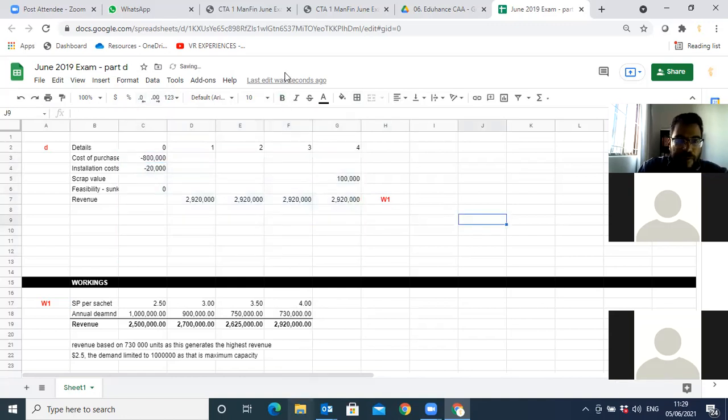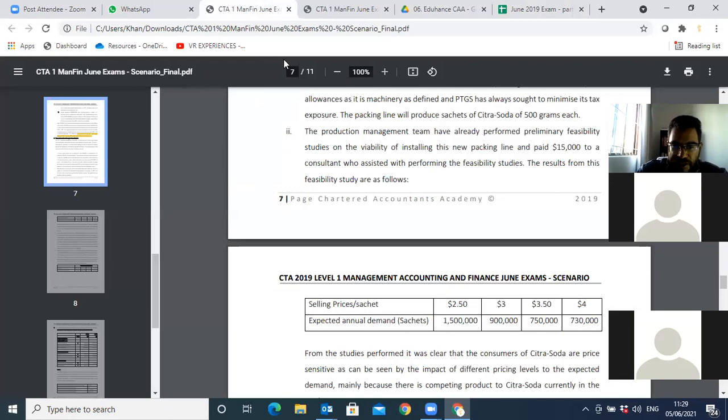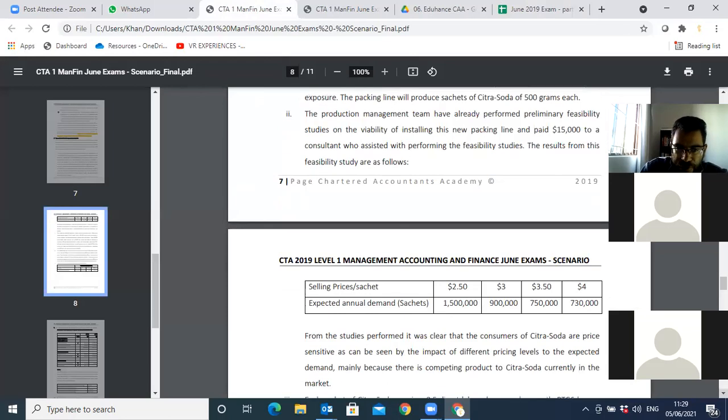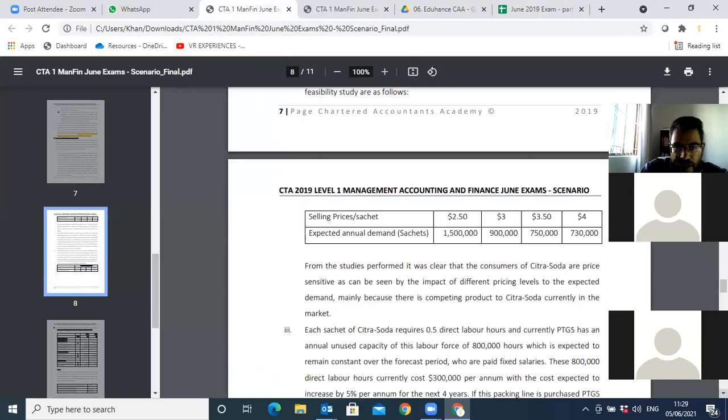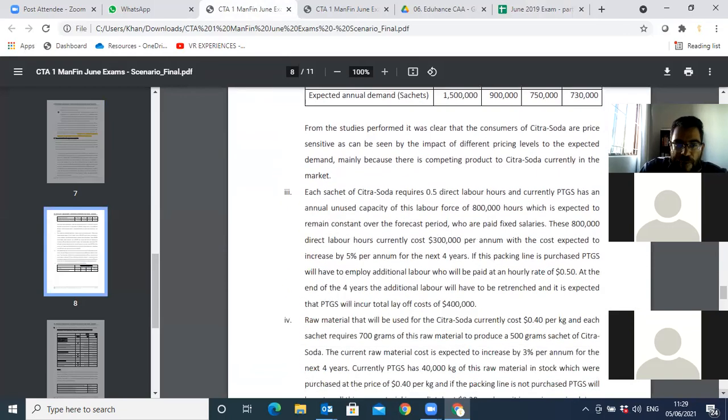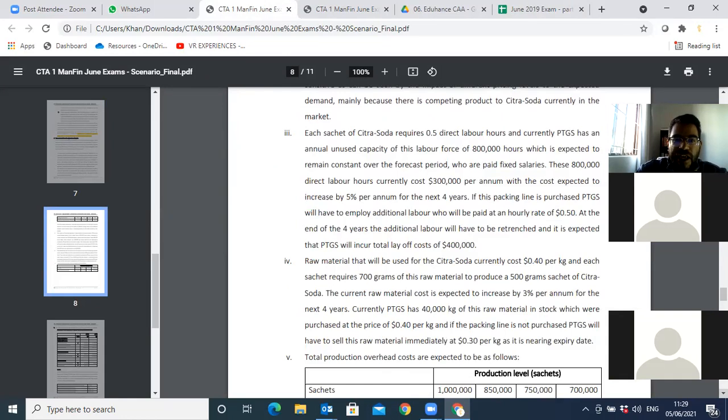Okay, now we go back to the scenario. So that is the feasibility of the revenue. Okay, happy with that. Now point number 3: each sachet of citrus soda requires 0.5 direct labor hours. So now remember, we have selected 730,000 units, so we must base it on 730,000 units. Okay, so let's have a look. Let's work it out.